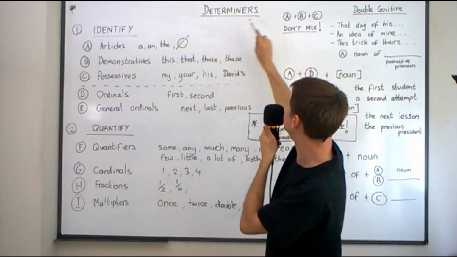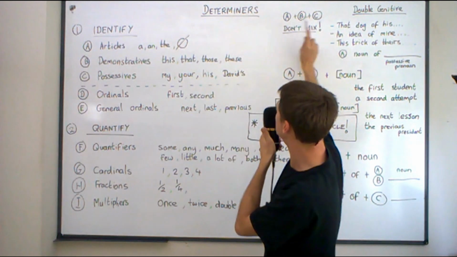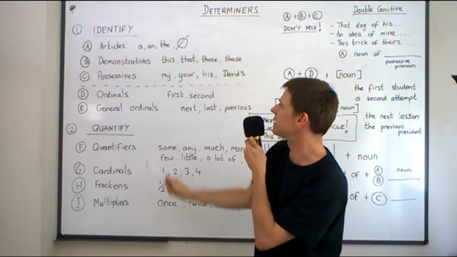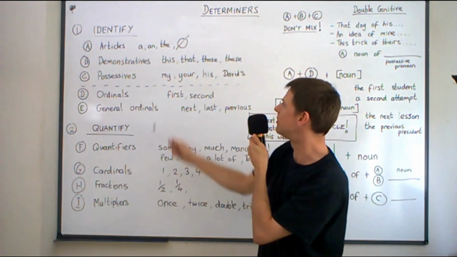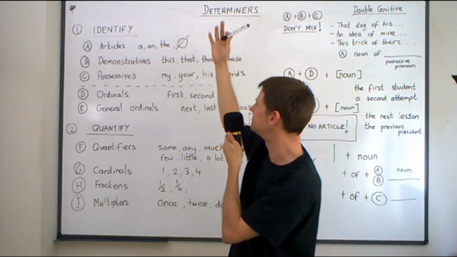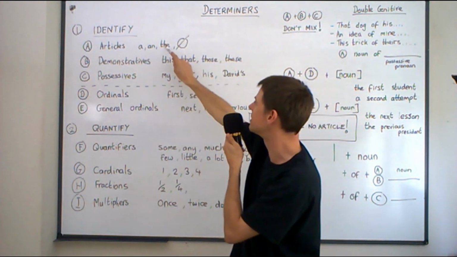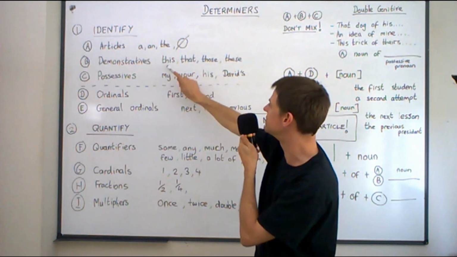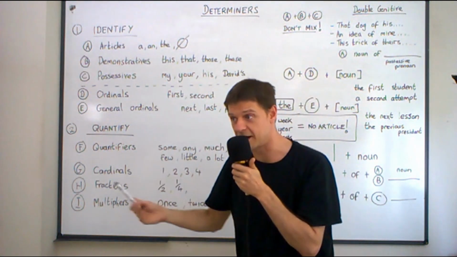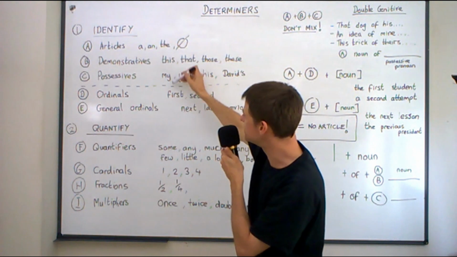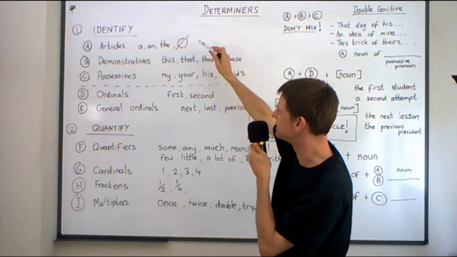And you will not use them together. Please don't mix A or B or C together. Okay, you can't say this the car, or that a bicycle, or whatever, or my the, or my this, or this my. Okay, maybe, but not straight together. Yeah, don't put any of these A, B or C's together.